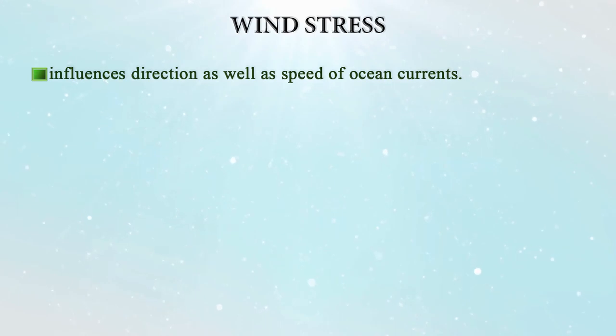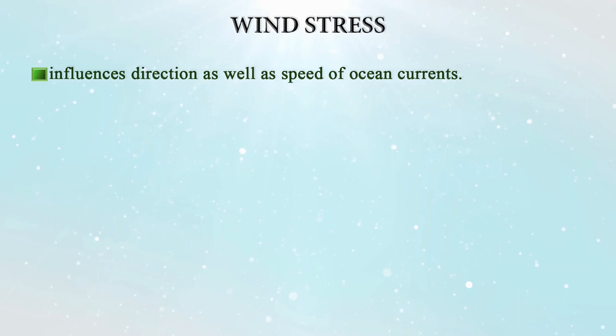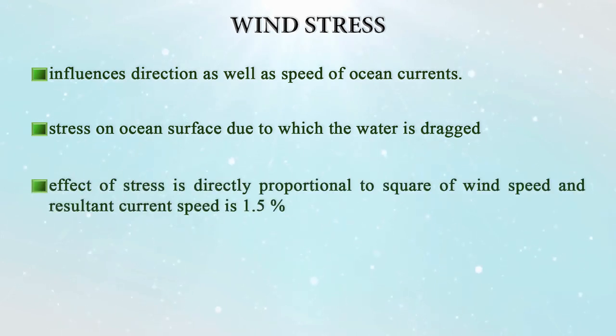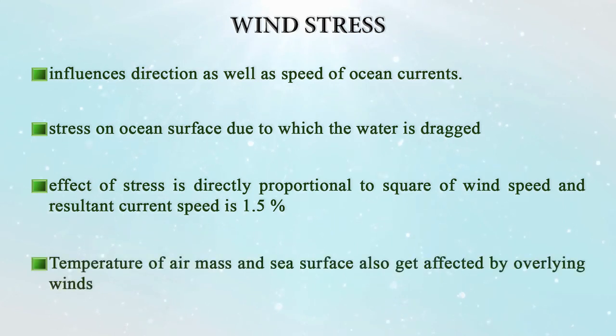Now let us focus on wind stress. You see, it influences not only the direction but also the speed of the ocean currents. Stress on the ocean surface is due to which water is dragged. The effect of this stress is directly proportional to the square of the wind speed, and the resultant current speed is 1.5%. The temperature of the air mass and the sea surface also gets affected by the temperature of the overlying winds, due to which the water is directed in a particular direction of the winds.